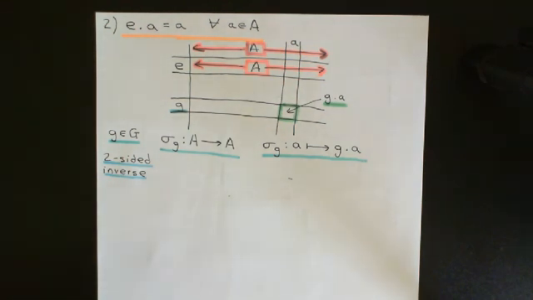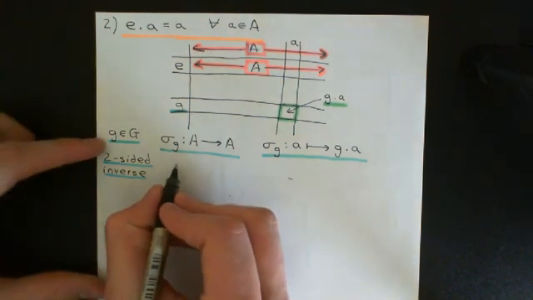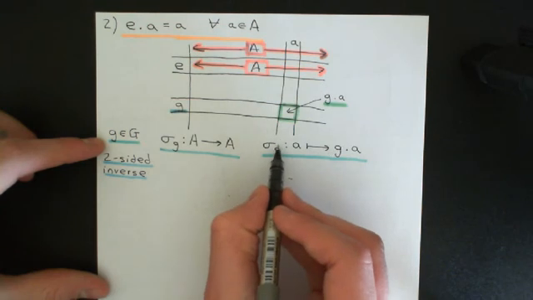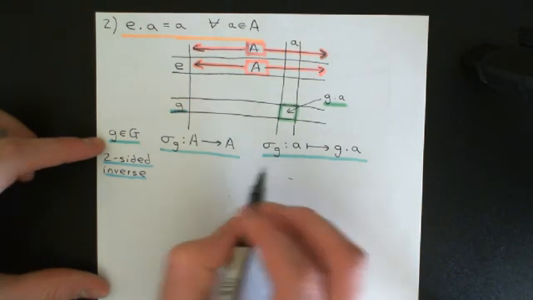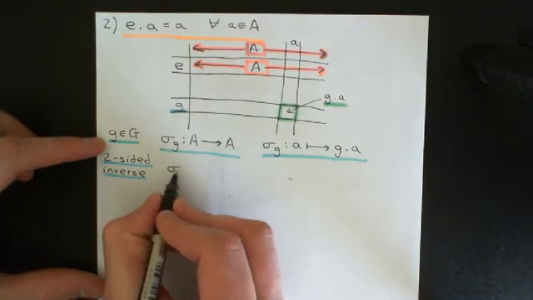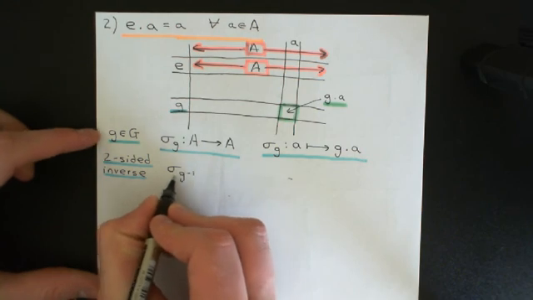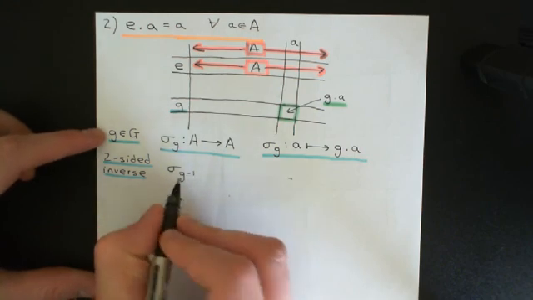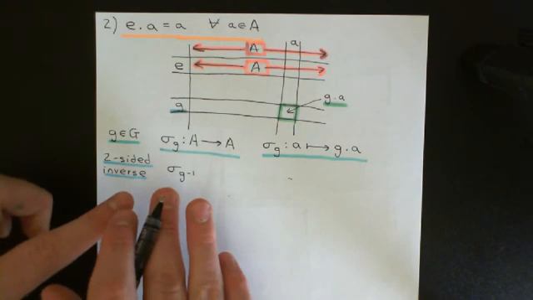Okay, so we'll show this later on, but I'm just going to state it right now. The inverse map for sigma little g is going to end up being sigma little g inverse. As I say, we will prove that later on.